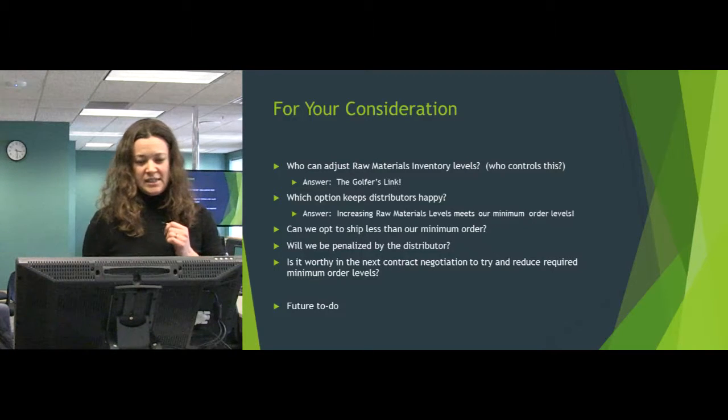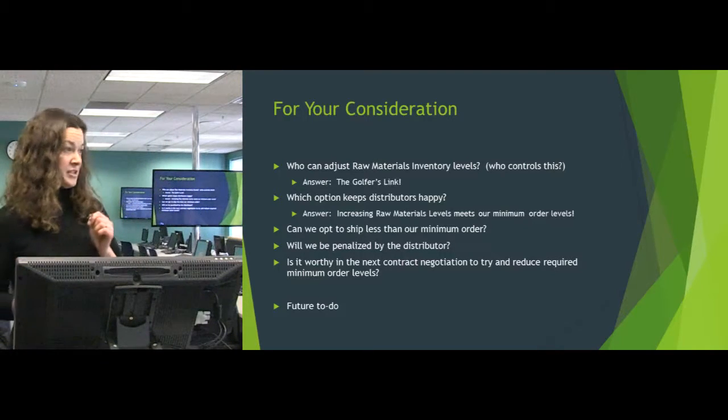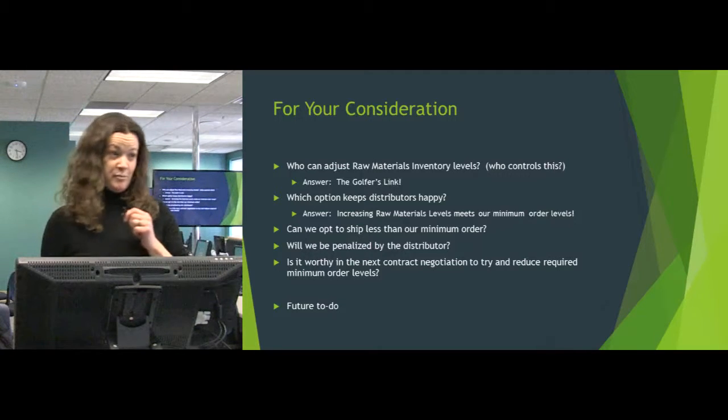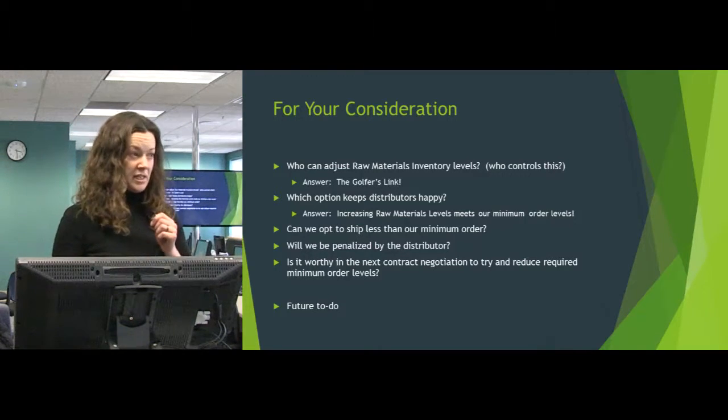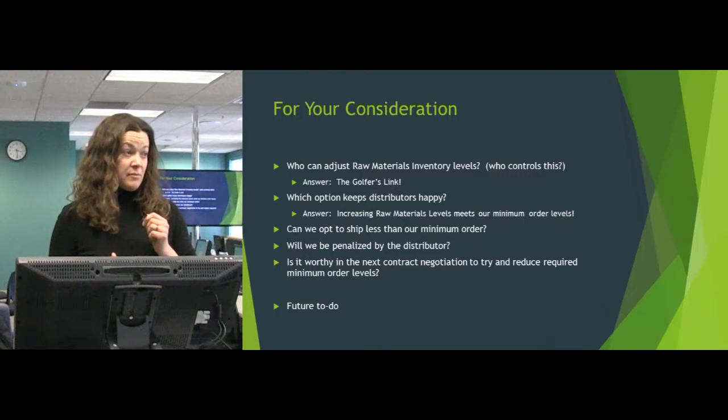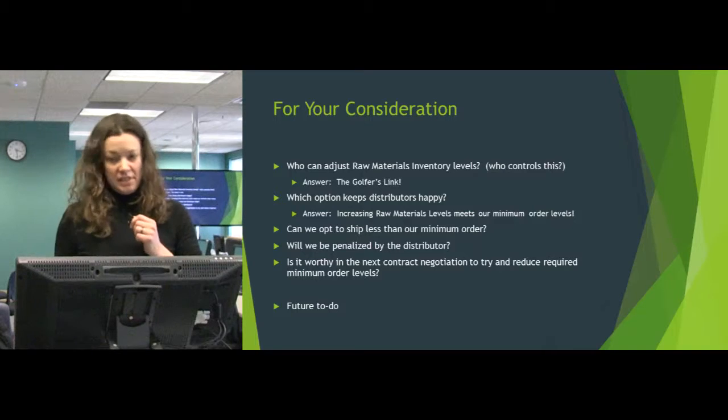But it is interesting to consider for the next contract, particularly when we think about the juniors golf club sets. If we're talking about a 50% minimum where we can make a lot more money on the men's and women's, if we could keep it at 50%, that might be worth considering next time the contract is up for negotiation.